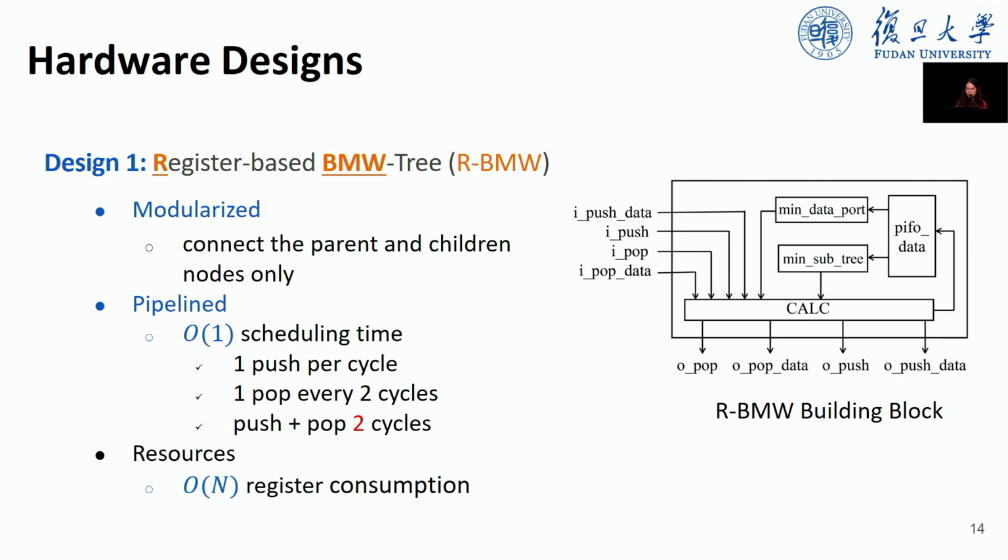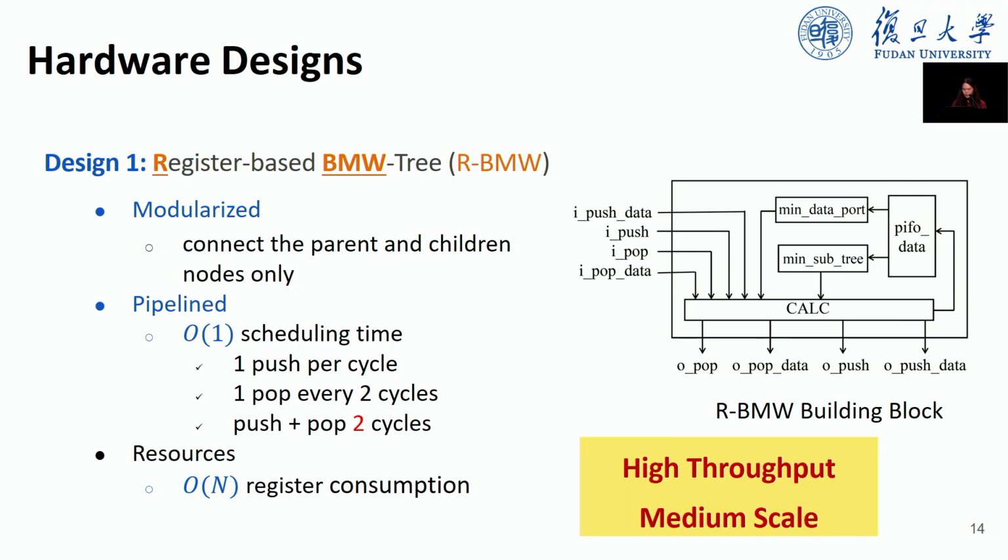One of the hardware designs is based on registers. We call it RBMW for short. RBMW is modularized, and each node only connects the parent and children node. The details about its building block can be found in the paper. With the pipeline, RBMW can deal with the consecutive push and pop operations every 2 cycles. Despite its high throughput, its capacity is limited by the register resources.